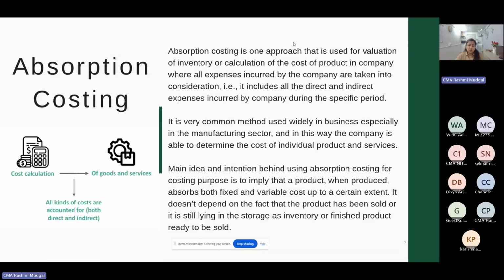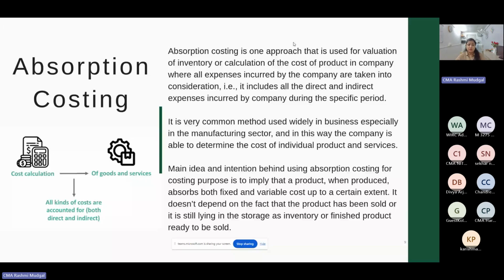It does not depend on whether the product has been sold or is still lying in storage, inventory, or finished goods ready to be sold. It does not rely on these facts. It takes into account what has been produced, and all the cost needs to be allocated to this production. We don't believe that variable cost alone will be the concern here.